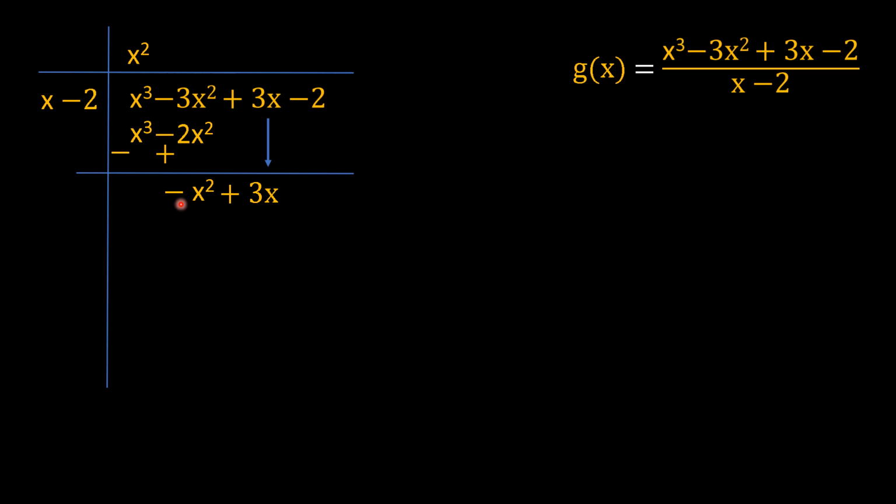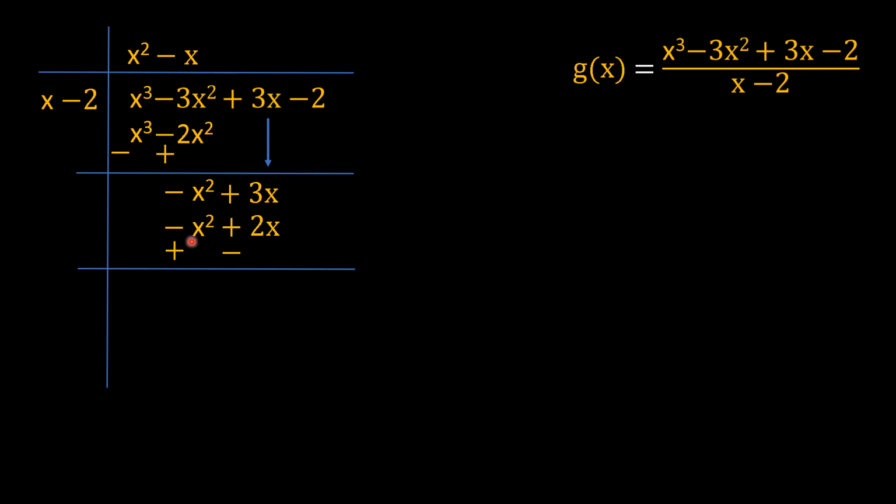Now again we divide minus x squared by x, which gives us minus x, which we write here. Now we will multiply x minus 2 by this minus x. So minus x multiplied by x gives us minus x squared. Minus x multiplied by minus 2 gives us plus 2x. Now we will change the sign. This minus becomes plus, this plus becomes minus.